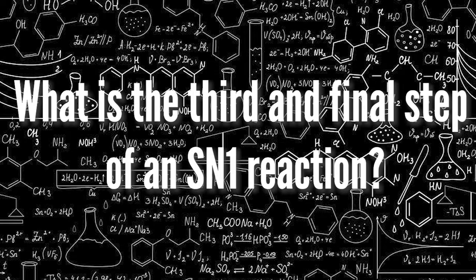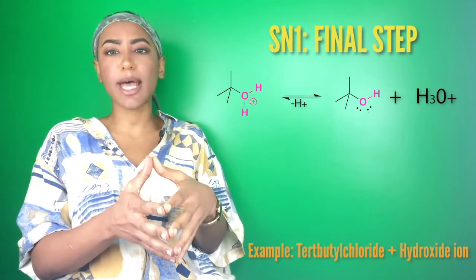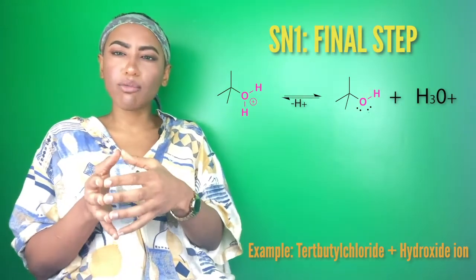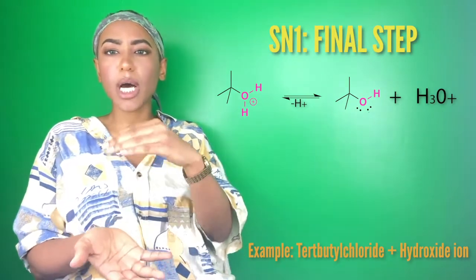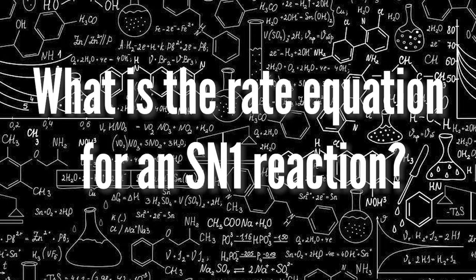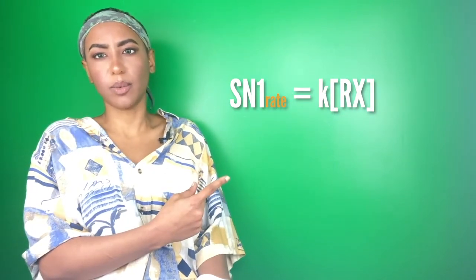What is the third and final step of an SN1 reaction? The final step of an SN1 reaction is the loss of a proton on that protonated alcohol in a rapid acid-base reaction with a solvent to yield the unprotonated alcohol. 28. What is the rate equation for an SN1 reaction? Behold, this is the rate equation for an SN1 reaction.